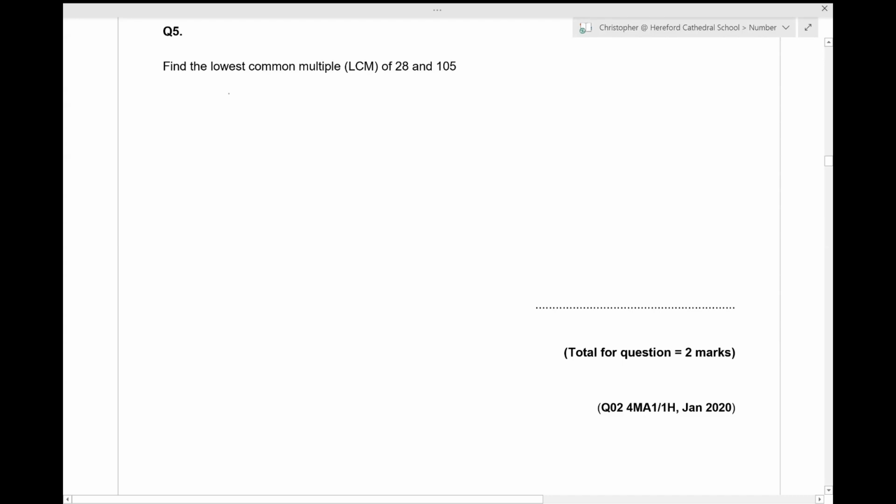Question 5. Right, I'm going to write both of these numbers as a product of primes. And to do that, I'm simply going to use the fact button on my calculator. So here we have both numbers written as products of their prime factors.